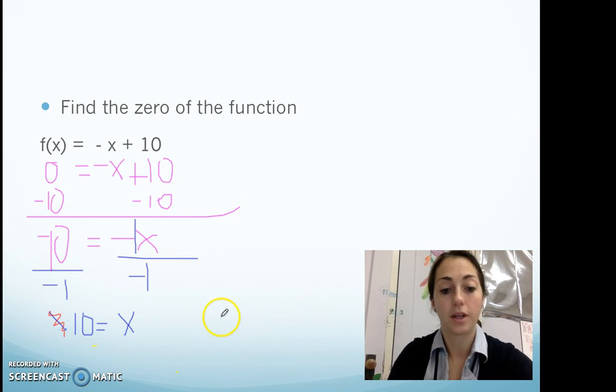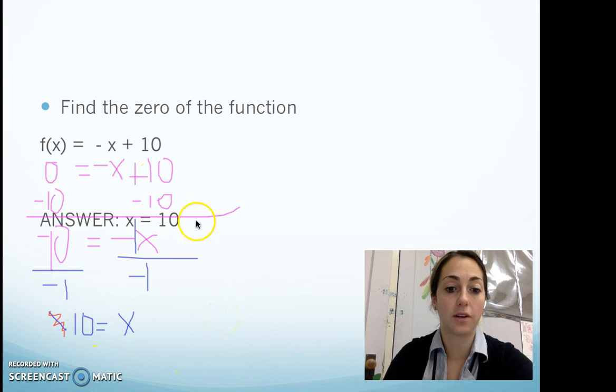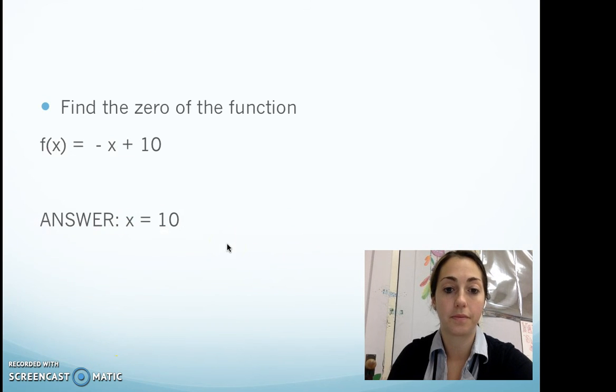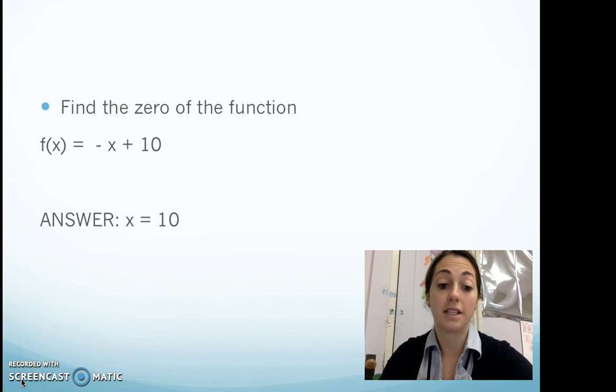So the answer, like you see behind, is positive 10. And that there is the zero of the function.